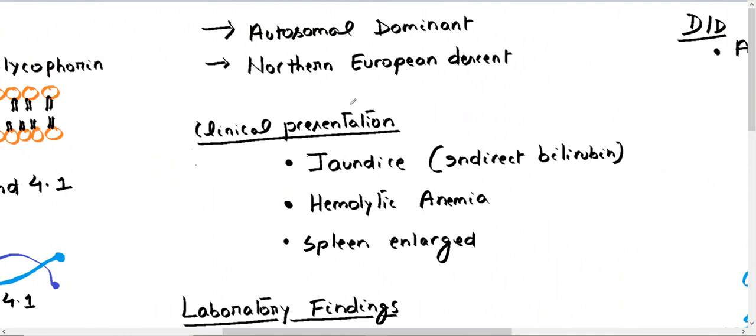And what is the clinical presentation? We see, in a hemolytic anemia, jaundice. Why would you see jaundice? Mainly indirect or unconjugated hyperbilirubinemia. Why? Because when there is hemolysis, they are releasing this bilirubin.